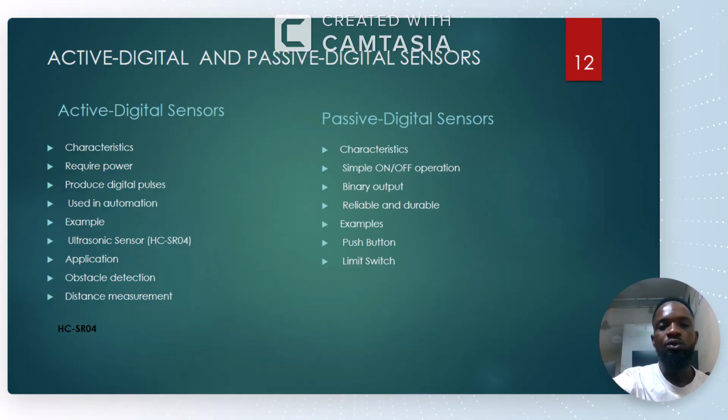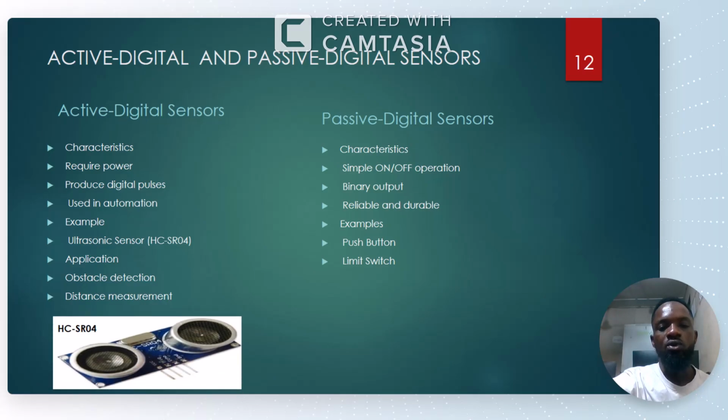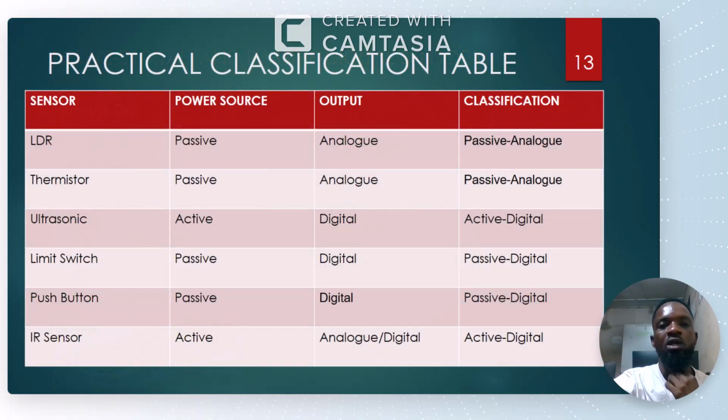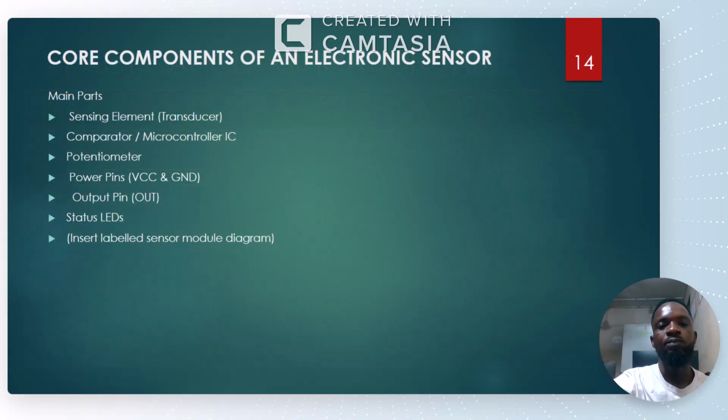All right, let's proceed to our next slide. Before we display the image of the ultrasonic sensor, this is the practical classification table. Remember we showed the classification too. If you look at them, we have the sensor, we have the power source, we have the output, and then we have what? The classification. Is that okay? This has already been discussed in our previous slide.